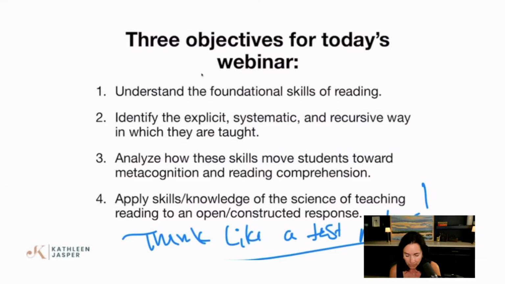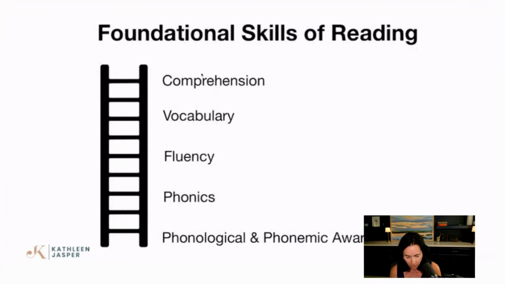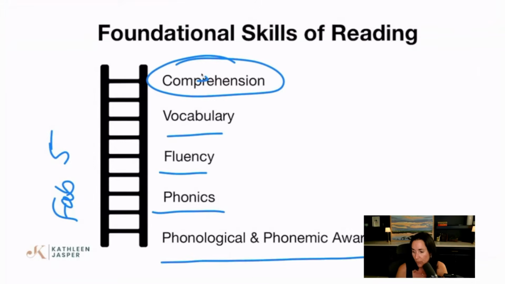All right. So let's start with understanding foundational skills of reading. The foundational skills are right down here. And this is my little ladder here. We sometimes call this the Fab Five of reading. And basically, these are the 5 main reading skills. Now, you may not be familiar with the Fab Five of reading, but basically it's phonological and phonemic awareness, phonics, fluency, vocabulary, and the ultimate is comprehension. That's where we want students to be, right? Comprehension is critical thinking, higher order thinking.